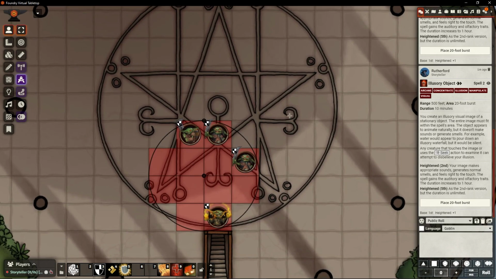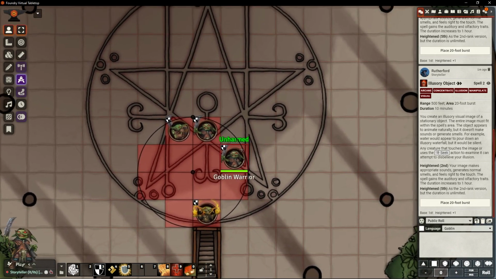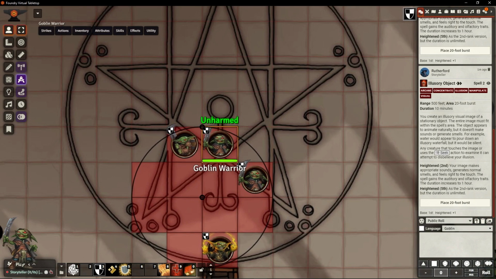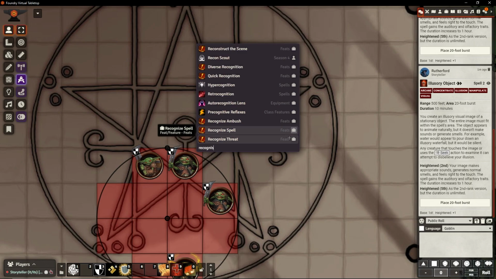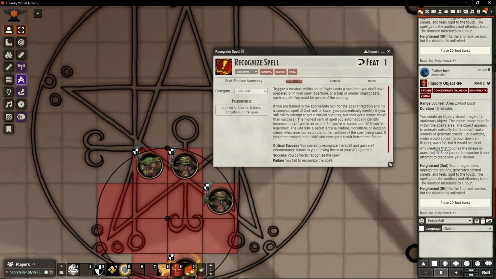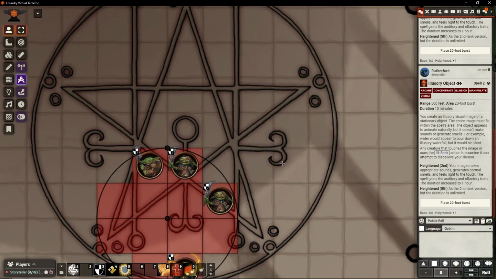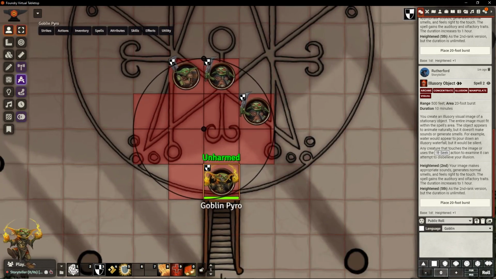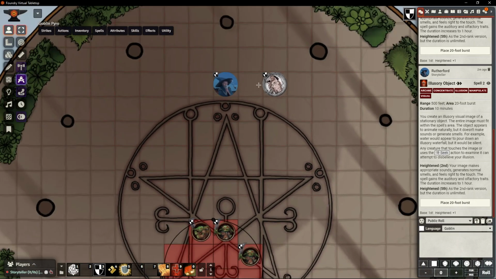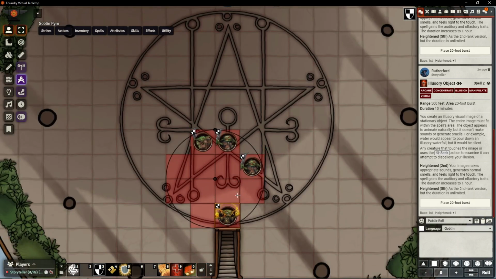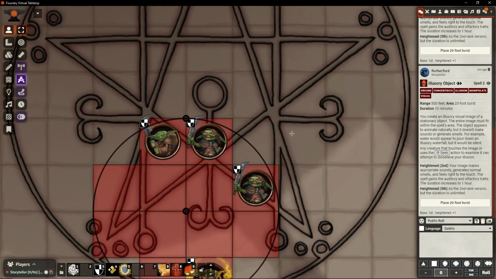Now, the only thing that could begin to tip off the warriors here would be, and this is one of my favorite actions in the game, Recognize Spell. It's a reaction. It allows you to recognize spells that creatures within your line of sight cast. So if the Pyro here had Recognize Spell and was trained in Arcana, then he could use his reaction to identify the illusory object, and then inform his allies as a free action, because speech is free, that it is in fact an illusion, and then they would be able to start making disbelief checks.